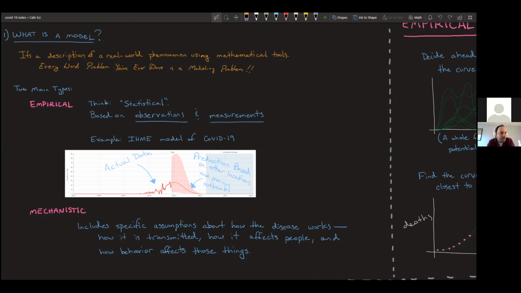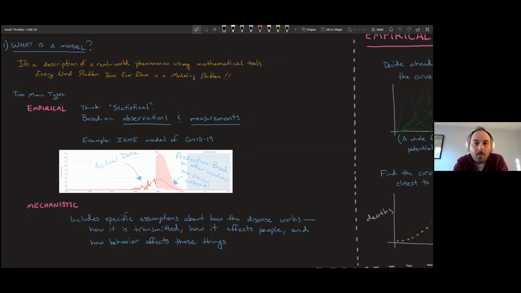And it's a very different type of model. An empirical model doesn't really concern itself with questions like that at all, whereas a mechanistic model is really focused on the nuts and bolts of how things work. So there are advantages and disadvantages to both. What I am familiar with and what I do is mechanistic models.